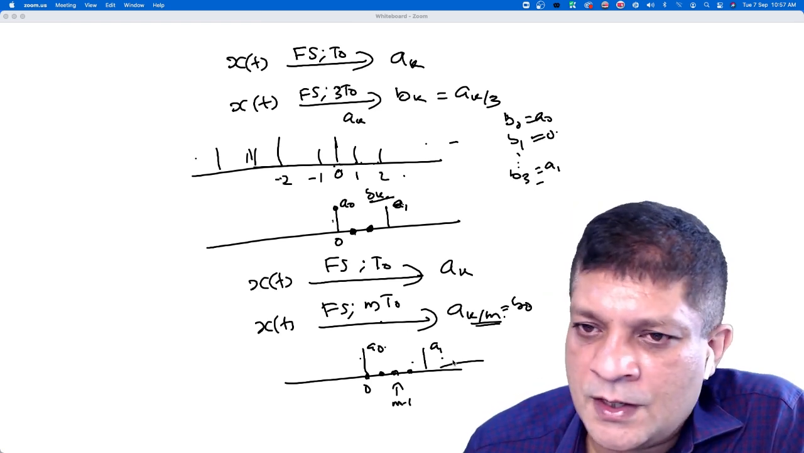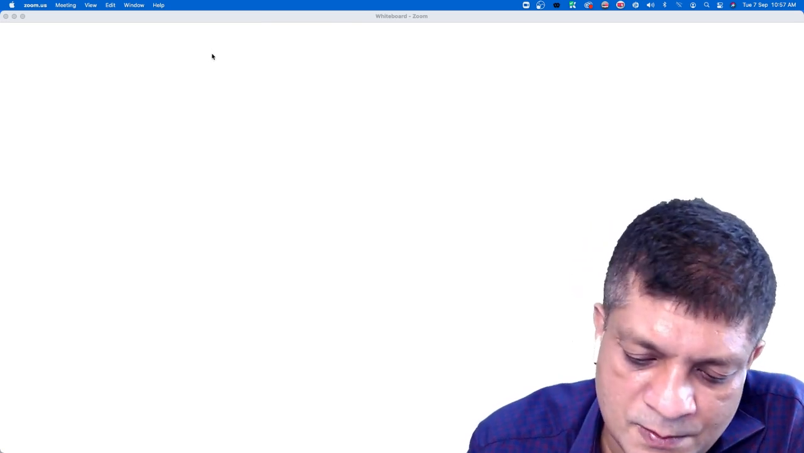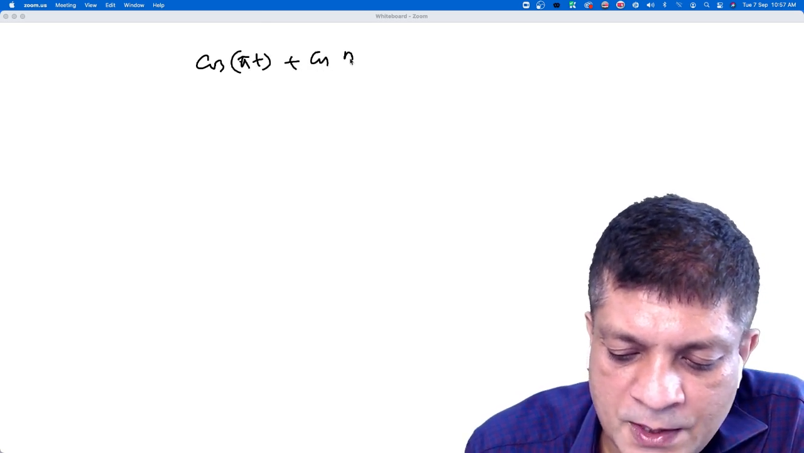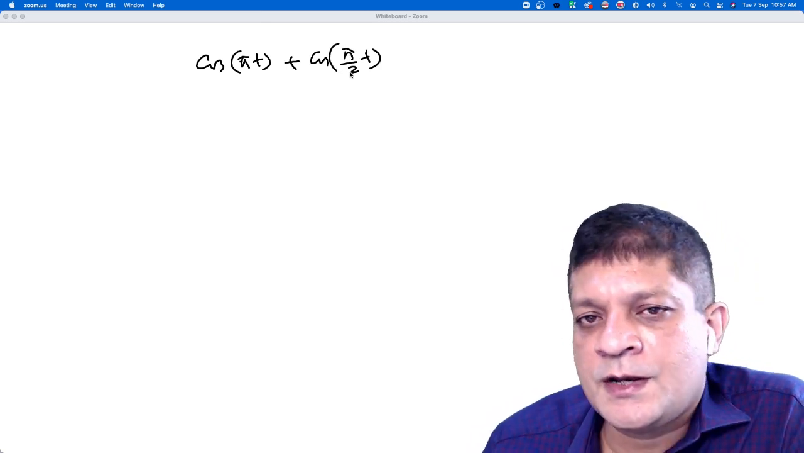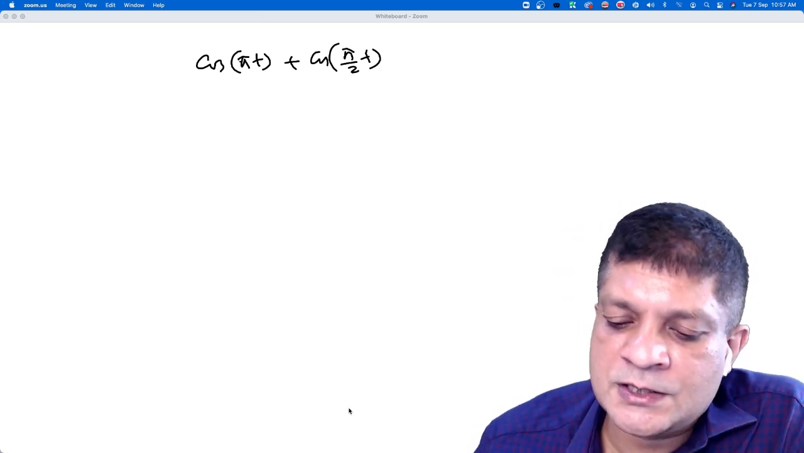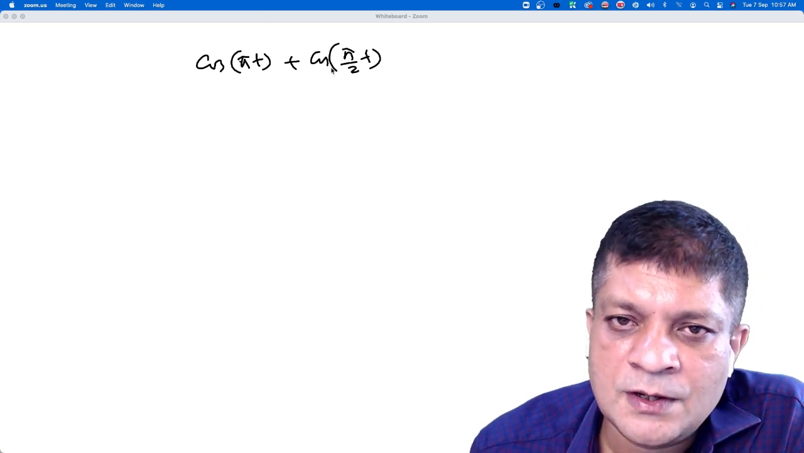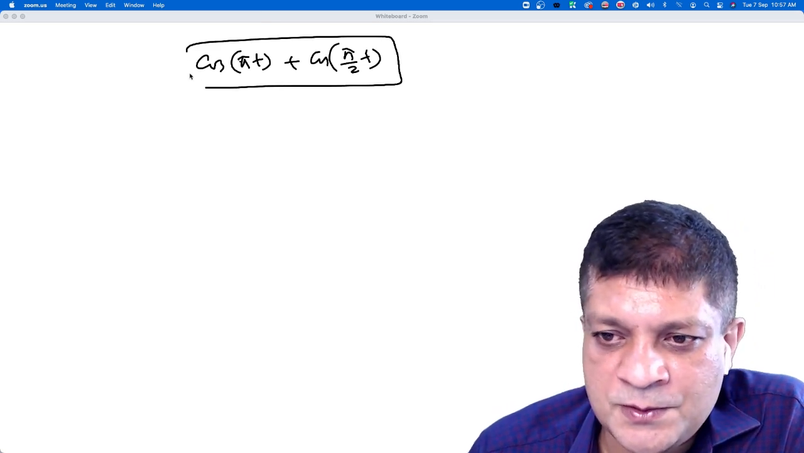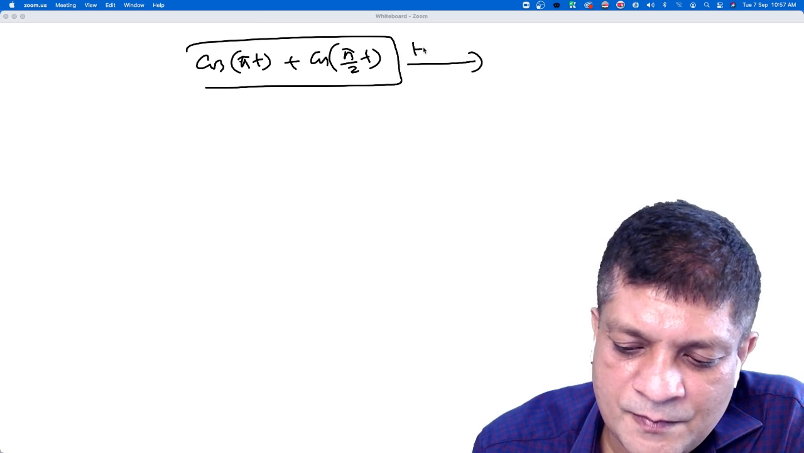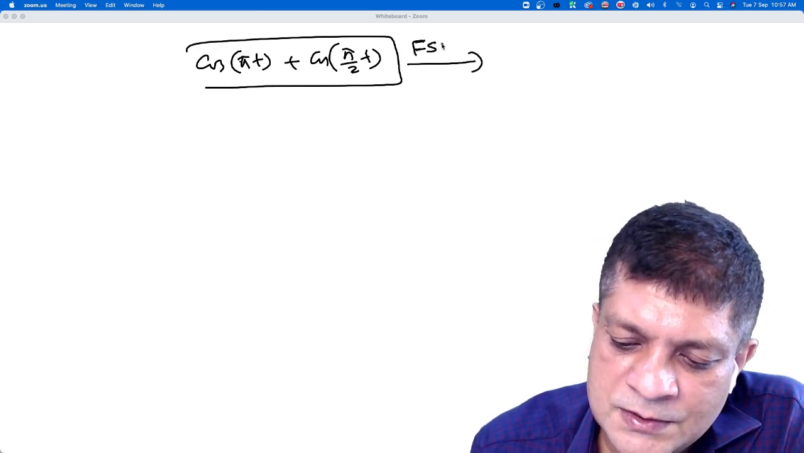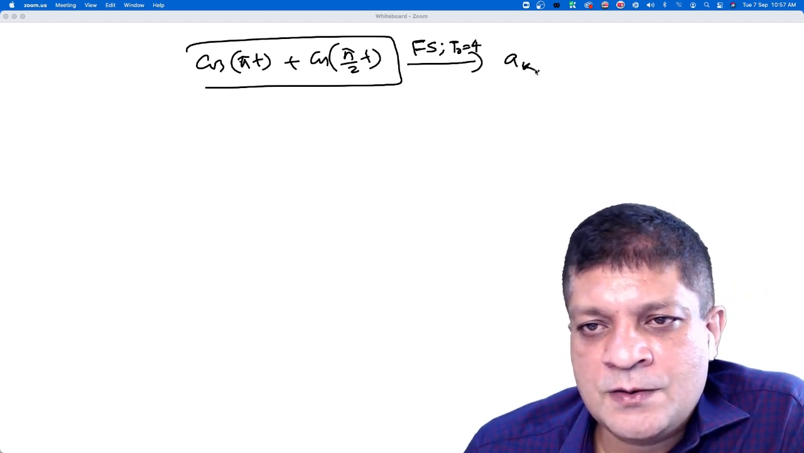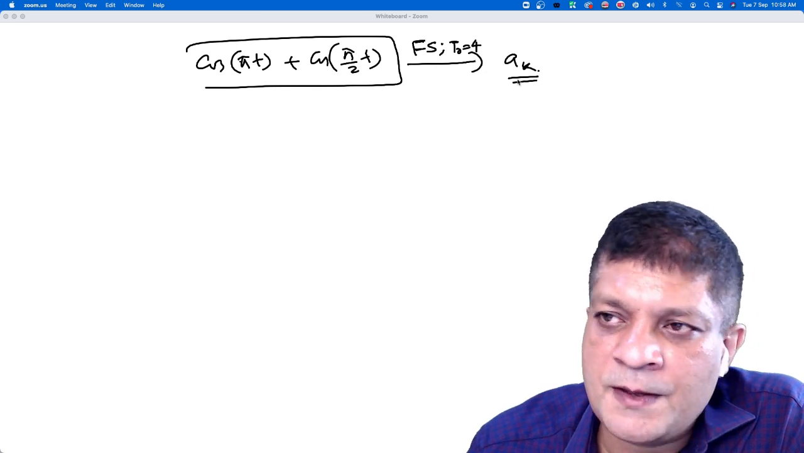Okay. Now let us come back to this problem, cos pi t plus cos pi by 2 t. Can we use the linearity property here? Now, first let us find the Fourier series coefficients of this directly. What is the period of this signal, cos pi t plus cos pi by 2 t? 4. Fourier series with respect to T naught is 4. That period is 4. Let's say I am writing it as a_k. Can you tell me what are the Fourier series coefficients a_k?